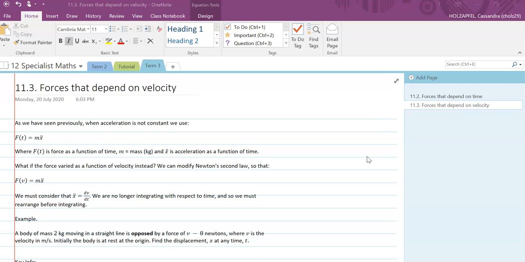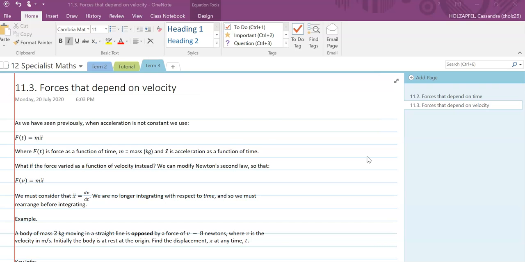So when we do this, rather than writing our function f(t) is equal to mx'', then we're going to write f(v) is equal to mx''. So my x'' value there, that's the second derivative of displacement, or acceleration, that's still going to be equal to the change in velocity over the change in time. But we're no longer integrating with respect to time. We're going to want to integrate with respect to velocity. So we're going to have to rearrange before we integrate.